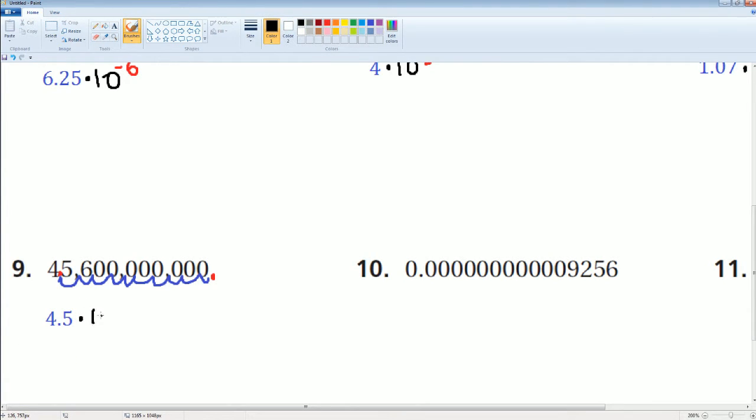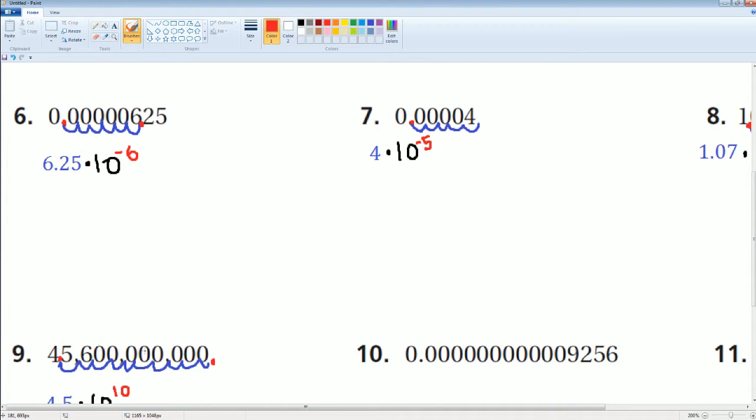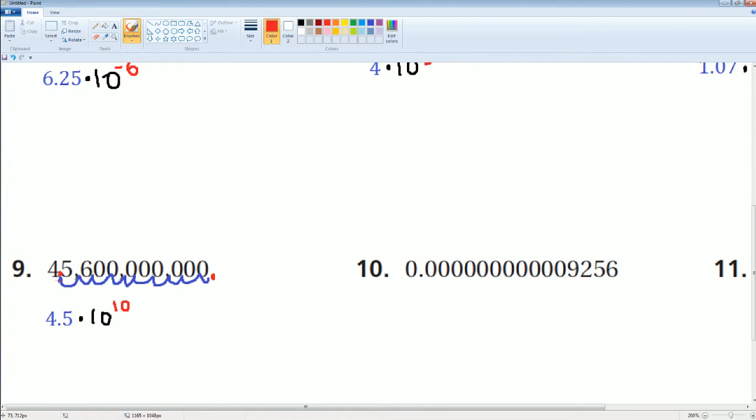Multiply this by 10. How much did I move over? Let's count it again. 1, 2, 3, 4, 5, 6, 7, 8, 9, 10. So it is to the 10th power. Positive or negative? Positive. Again, I'm going to the left. Or this is a large number. Good? A very large number. That's $45 billion. I bet you this is how much Amazon makes in a month.